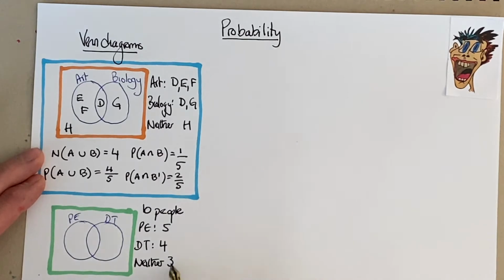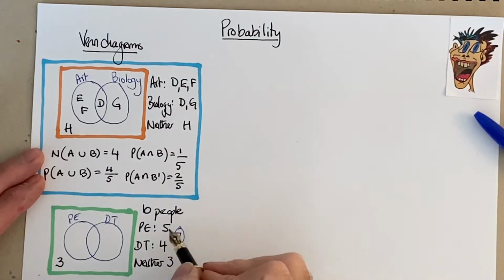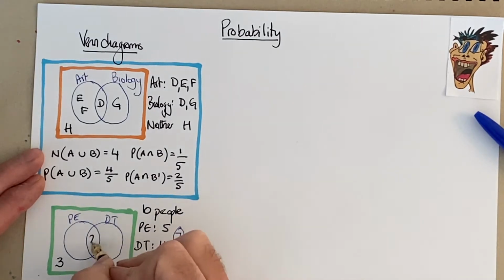So what do I do? Well, I know that 3 do neither, and that's a given, so I put that there. 3 do neither, which now means I have 7 people left over. Put a little 7 in a circle there. But I've got 9 exams, as it were. So that means there are 2 doubling. So I have an overlap of 2. So 2 goes into there.